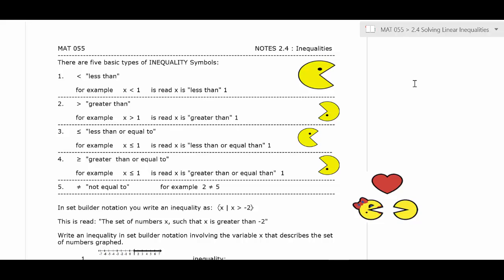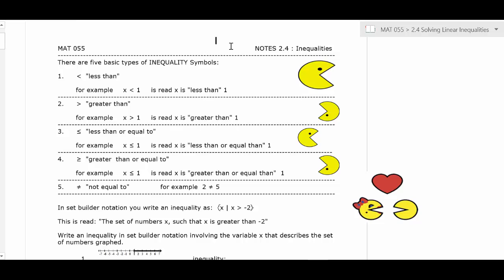So notice I have lots of Pac-Man up here. If you don't know what Pac-Man is, I'm getting to be an old teacher. Been teaching 25 years, and I'm starting to find some of my students don't even know what Pac-Man is, which really makes me feel incredibly old.